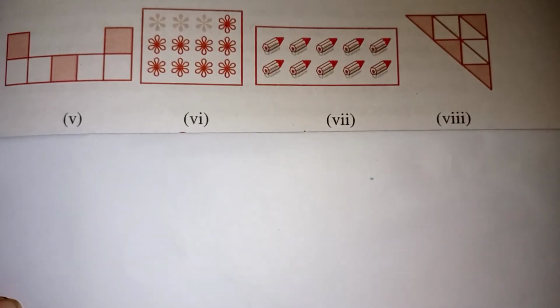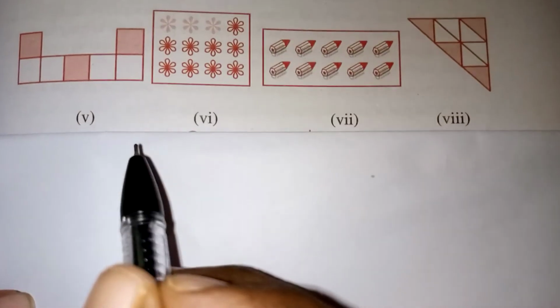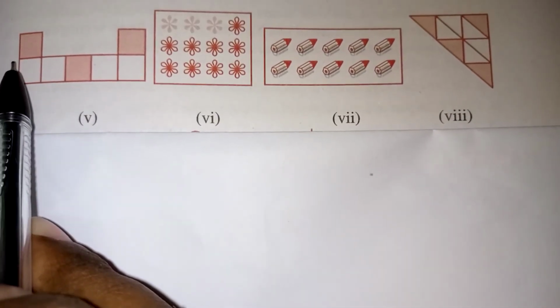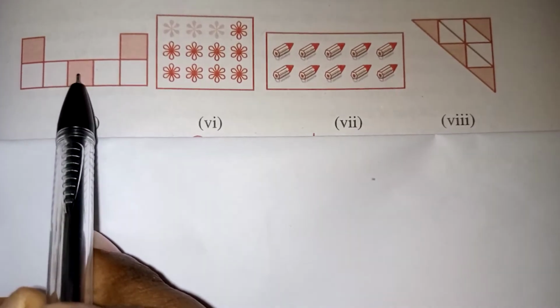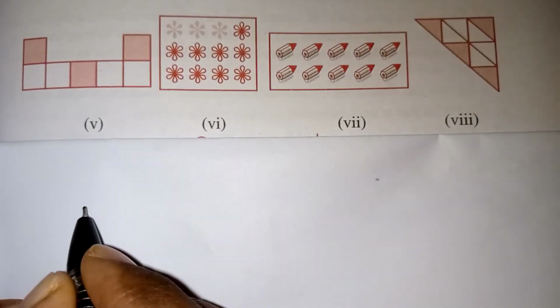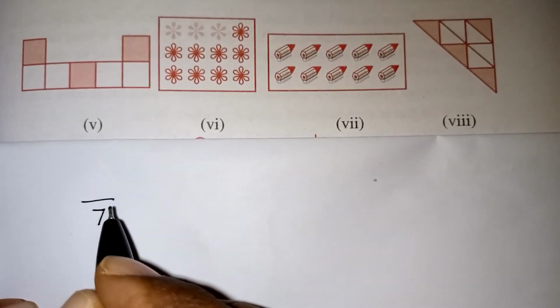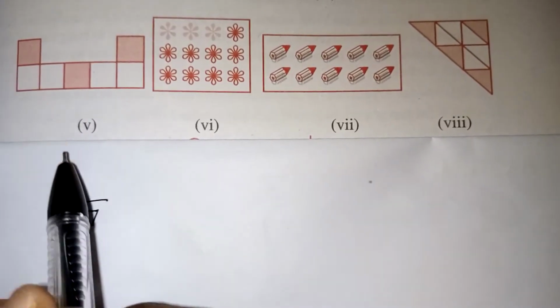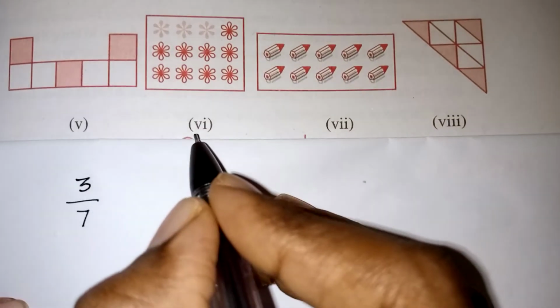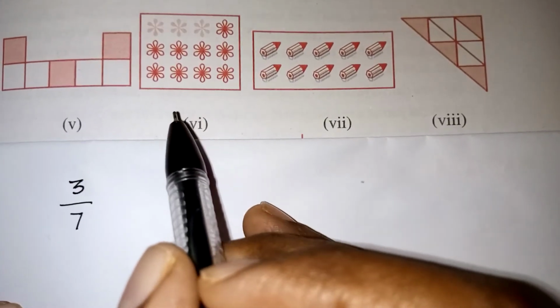We'll go to the next problem now. Look at our 5th problem. They have given some square boxes. So how many square boxes are there? Totally we have to check. 1, 2, 3, 4, 5, 6, 7. So out of 7 boxes, how many of them are shaded? 1, 2, 3 boxes are shaded. So 3 by 7.